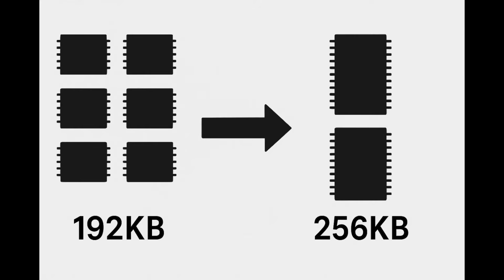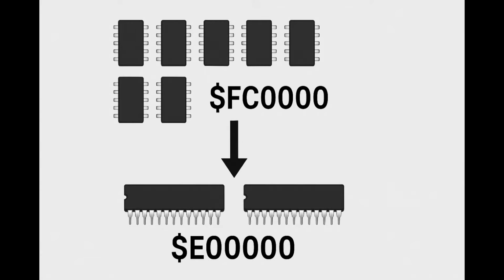First, the STE moved to a larger 256 kilobytes of ROM, up from the previous 192 kilobytes in earlier STs, giving the OS and built-in applications more breathing room, and finally making the infamous line F hack unnecessary. Second, the location of the ROM in memory changed. On the STE, TOS now lives at E0000 instead of FC0000, aligning with the new hardware design and freeing up address space for other uses.